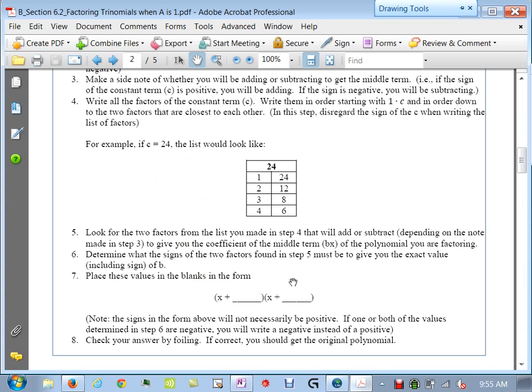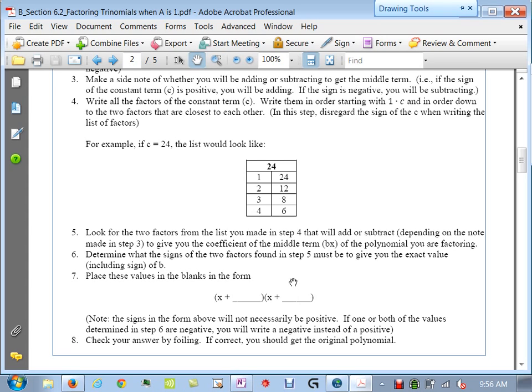Okay, so you write down all the different factors. Now we look for the two factors from your list, right? Look for two factors that will add or subtract depending on what we had said in step 3. Were we going to add or subtract for this problem? We were going to add, right? For the one with 15, we were going to add. Look for the two factors in your list that will add or subtract to give you the coefficient in the middle term. So we would be looking in here to try and get that middle term to be created.